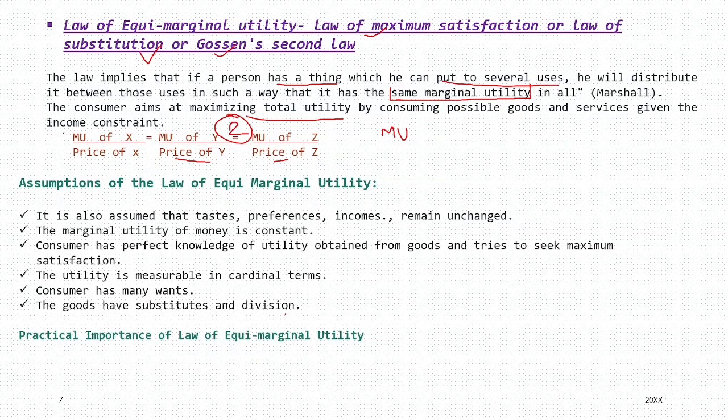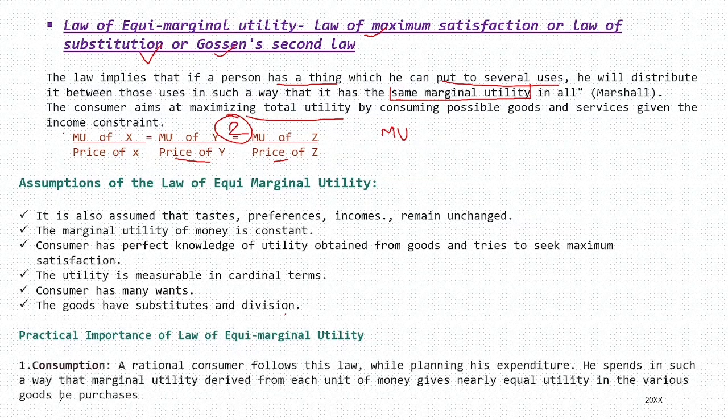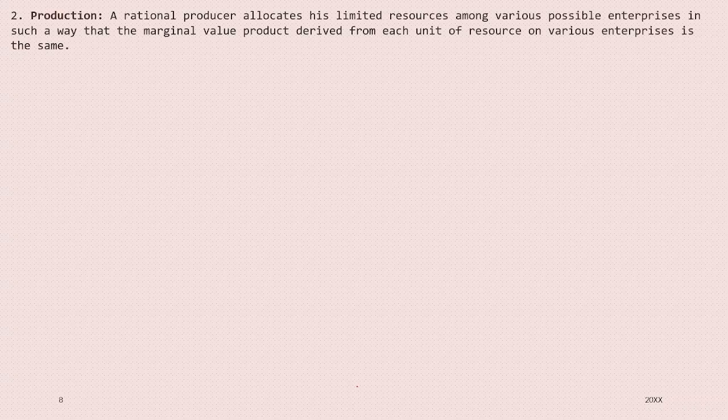Now what is the practical importance of the law of equi-marginal utility? First, it plays an important role in consumption. When a consumer plans to buy something, he always tries to obtain equal marginal utility from all the goods. Then it also plays an important role in production. A producer allocates his resources in such a way that he obtains equal marginal value product, which you will study in further chapters, and tries to derive equal MVP from all the resources.